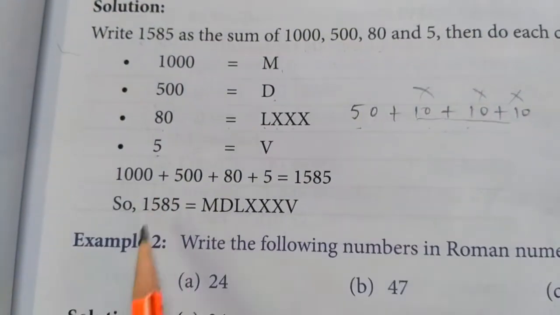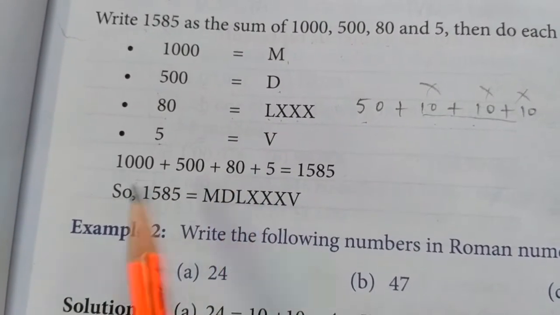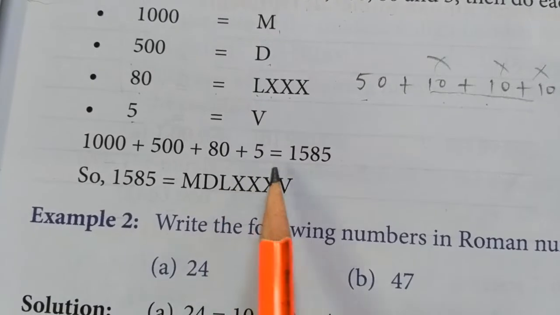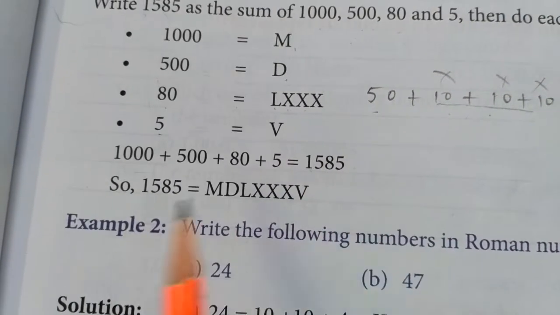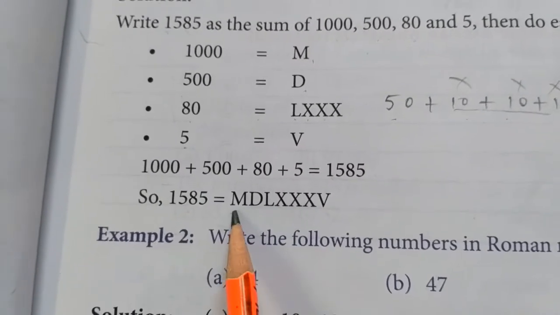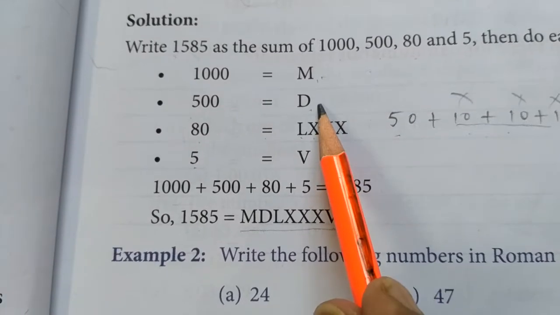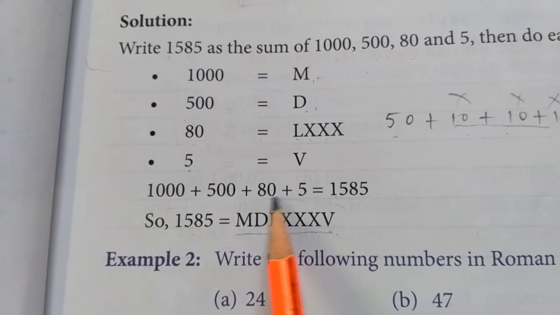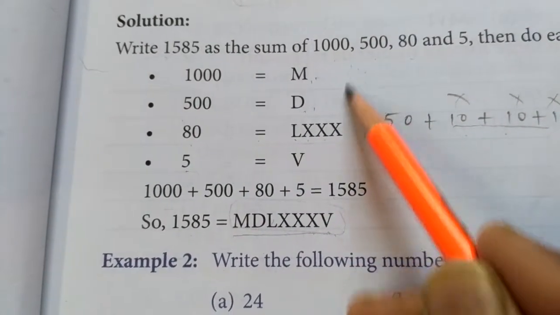So these are the Roman numerals for the corresponding Hindu Arabic numerals. Okay, now see the next step. The next step is simple, the expanded form, 1000 plus 500 plus 80 plus 5. It gives us 1585. So 1585 in Roman numerals gets converted into M, D, L, triple X and V. We just have to arrange the Roman numerals in their proper sequence.